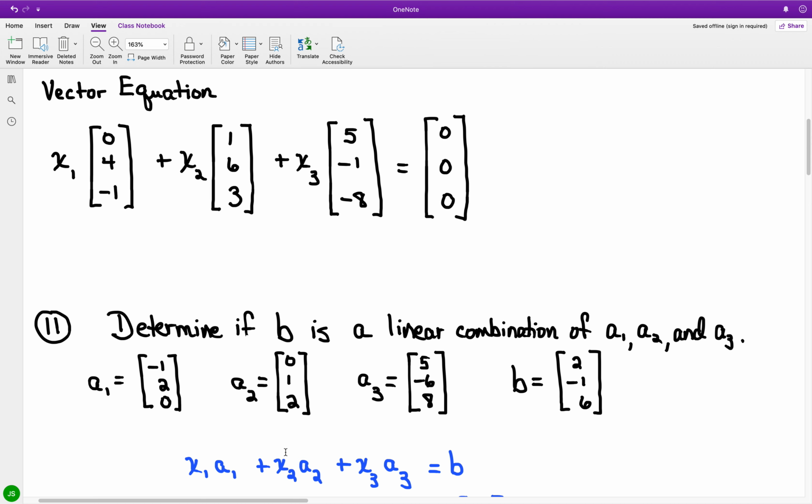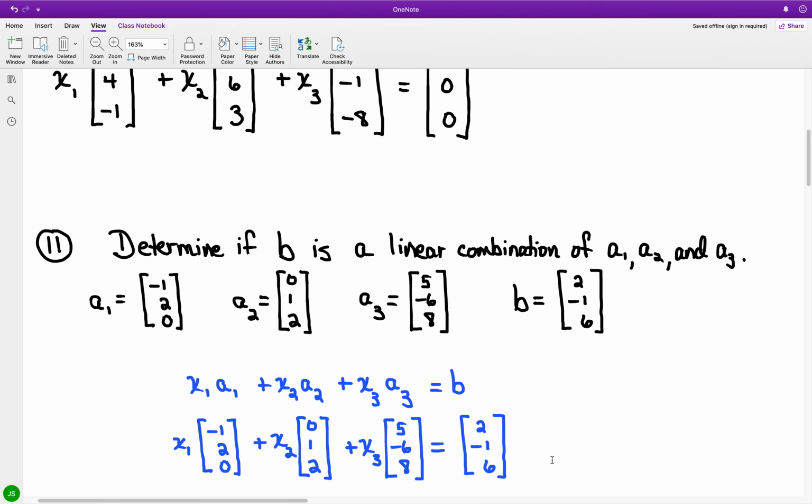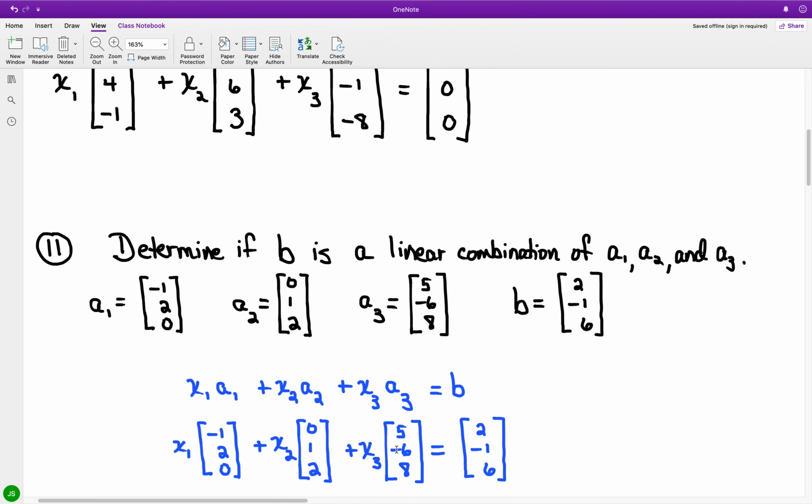So we're going to let the weights be x1, x2, x3, whereupon we have x1 a1 plus x2 a2 plus x3 a3 is equal to b. Again, putting each of a1, a2, and a3 in vector notation, we have x1 plus x2 plus x3 times their respective vectors equal to b, which we have as (2, negative 1, 6).